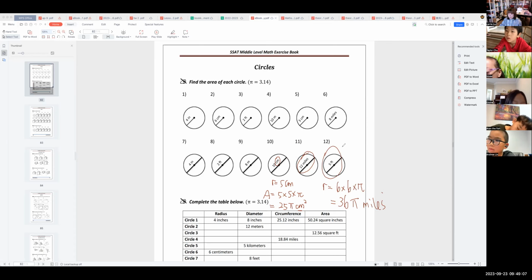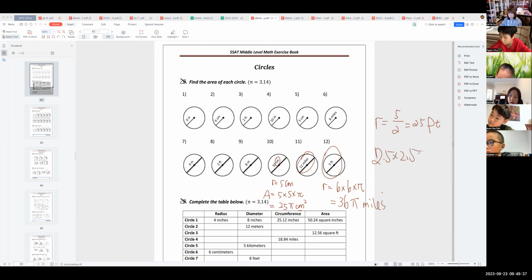Okay, last one. If we have the diameter is 5 feet, right? So Evan, what is the radius? So 5 divided by 2, right? 1/2 or like 2.5. Okay, so 5 divided by 2 equals 2.5 feet. So how do we do it? You have two options, right? It's 2.5 times 2.5 times pi, or we do 5/2 times 5/2 times pi.